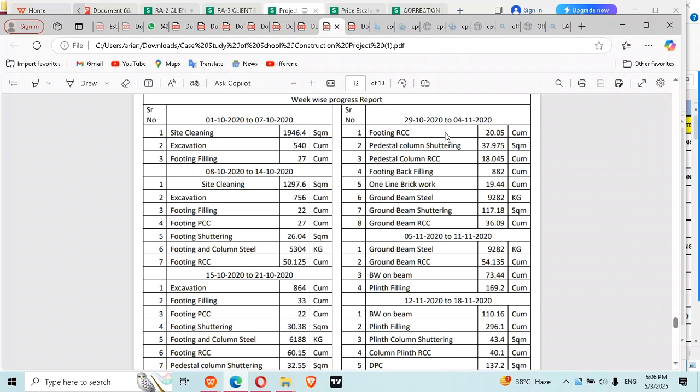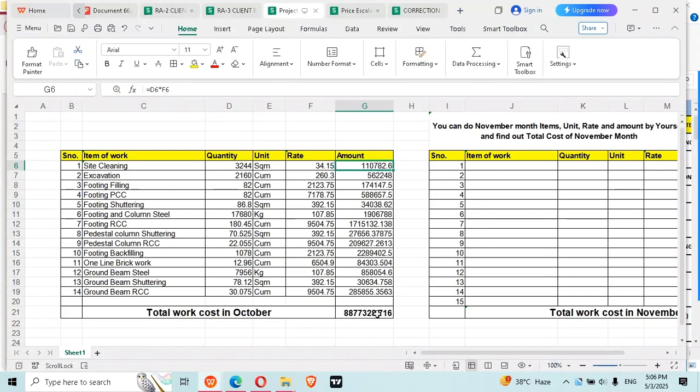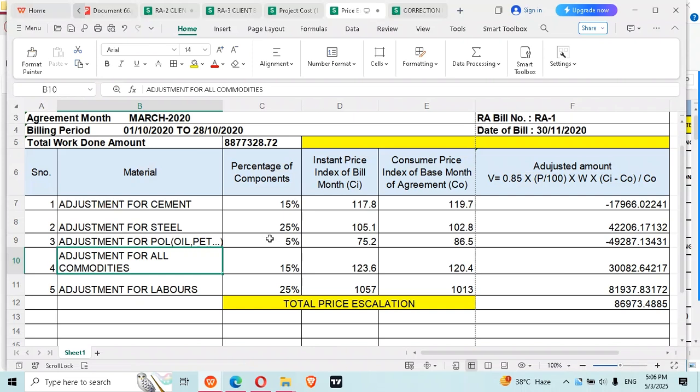It is very simple. When we calculated the project cost of October month, now we have another sheet, price escalation. This is another Excel sheet as per rules or standards of CPWD, that this is the material, like cement, steel, and these 5 items. Just write here the 5 items and write the percentage as I mentioned before. And now we are coming to find CI and CO, current month price and the price of an item at the time of agreement, and then we are going to calculate it, and that's all.